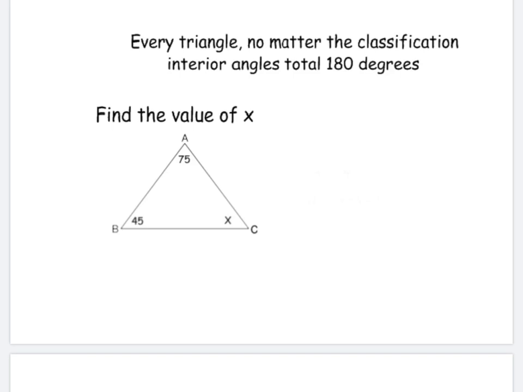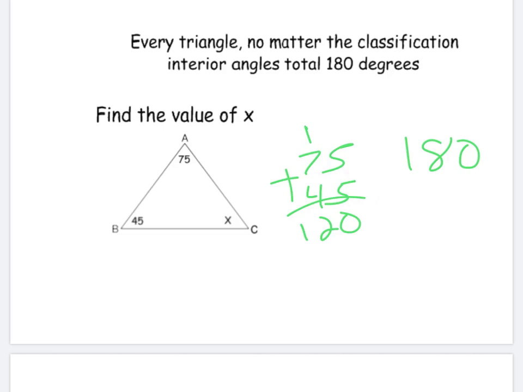So if I know all three of them together are 180 degrees, I can take the two that we know, which are 75 and 45, and I can add them together. So 5 plus 5 is 10, carry the 1. 7 plus 1 is 8, plus 4 is 12. So together, the ones that we know are 120 degrees. I want the whole thing to be a triangle, which it is, so it's 180 degrees, all three of them together. I already used 120 of it, so I can subtract those values, and that should give me the missing value. 0 minus 0 is 0, 8 minus 2 is 6, and 1 minus 1 is nothing. So that means that the angle X is 60 degrees.